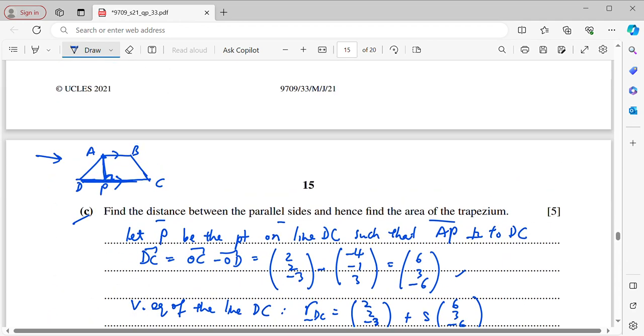And now, find the area of the trapezium. So area of trapezium, let's say this is A, here is B, the distance is C. So the area is half of A plus B times C. That is the area of trapezium, which means now I need to find the length of AB, the length of DC, and multiply with the length of AP.